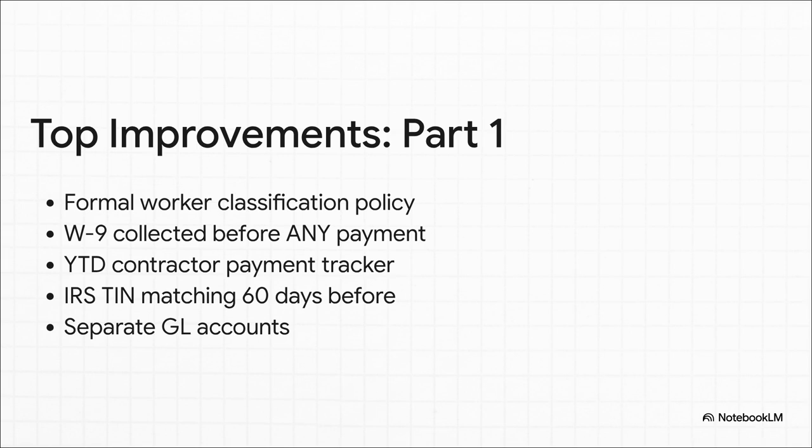You need a formal classification policy with documented tests, W-9s collected before any payment is ever made, a year-to-date contractor payment tracker updated every single AP cycle, IRS TIN matching done 60 days before January 31st, and absolutely separate general ledger accounts for employee versus contractor expenses. These steps structurally block the root causes of misclassification and backup withholding issues.